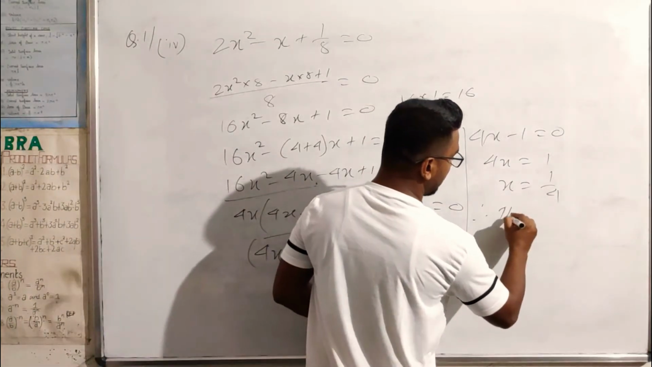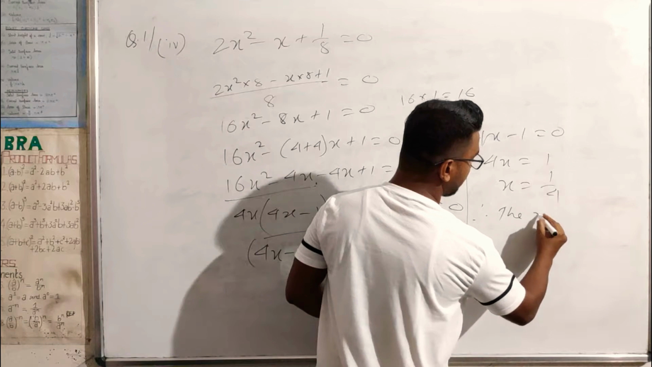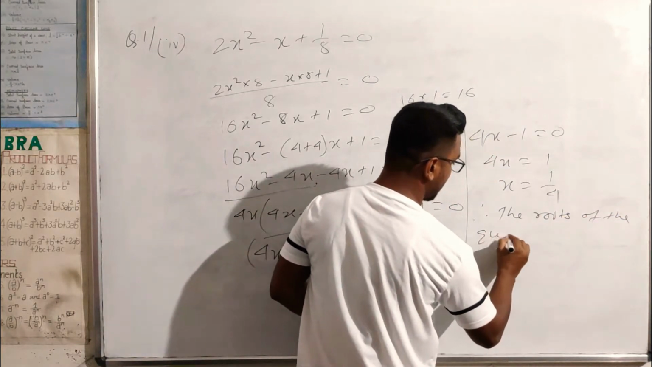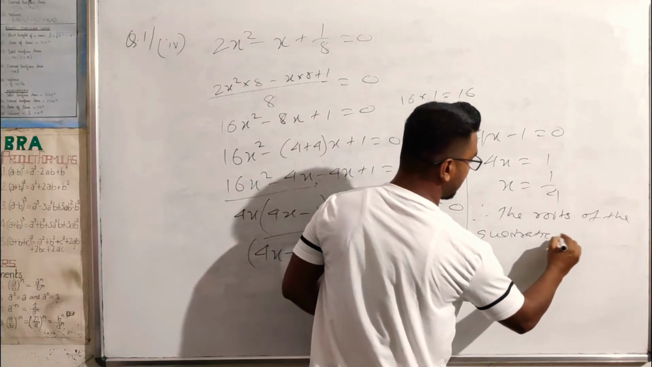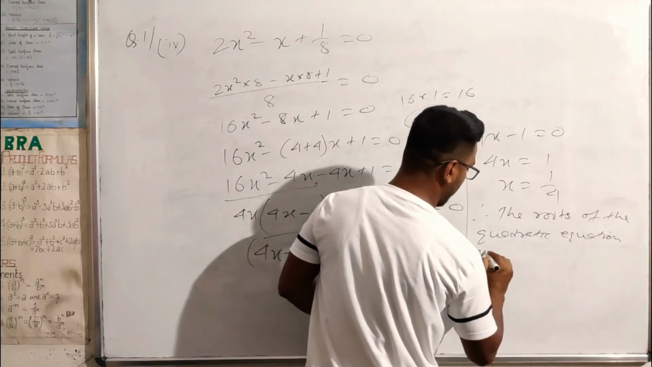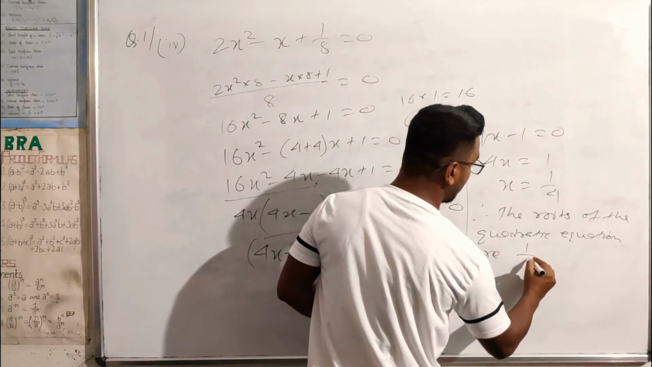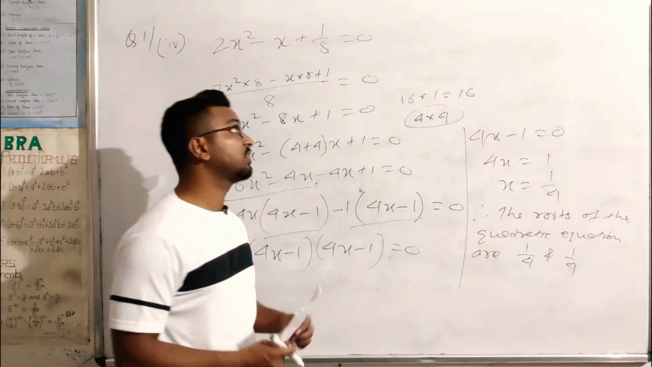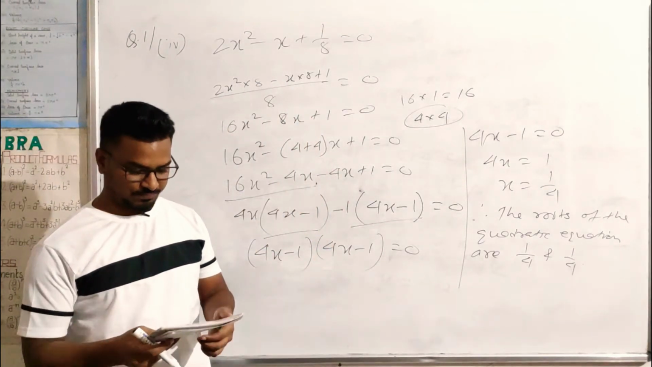Therefore the roots of the quadratic equation are 1 by 4 and 1 by 4. So these are the two roots of this quadratic equation.